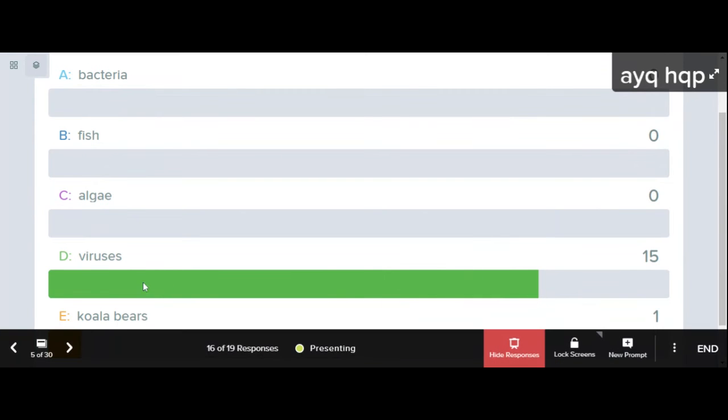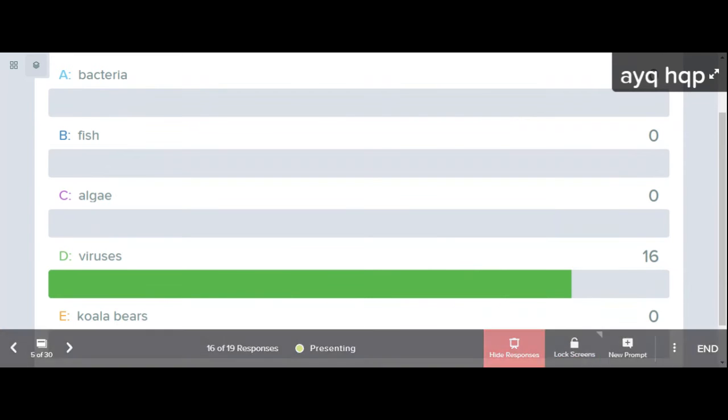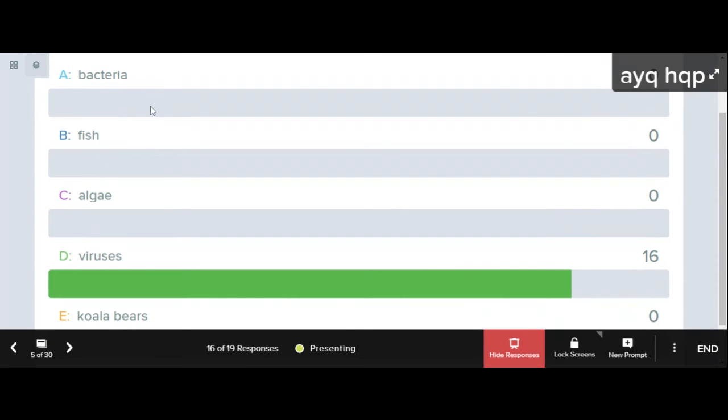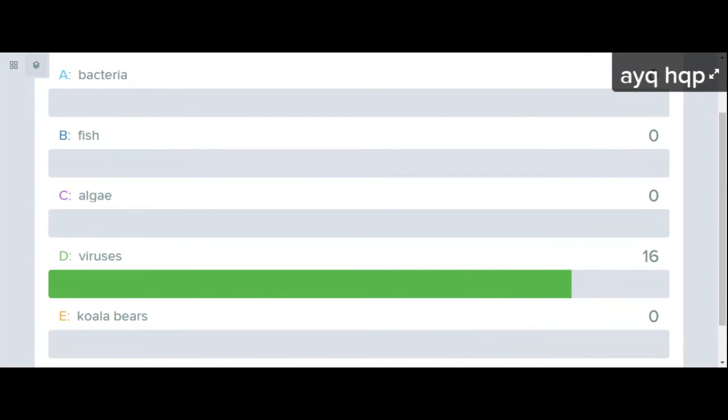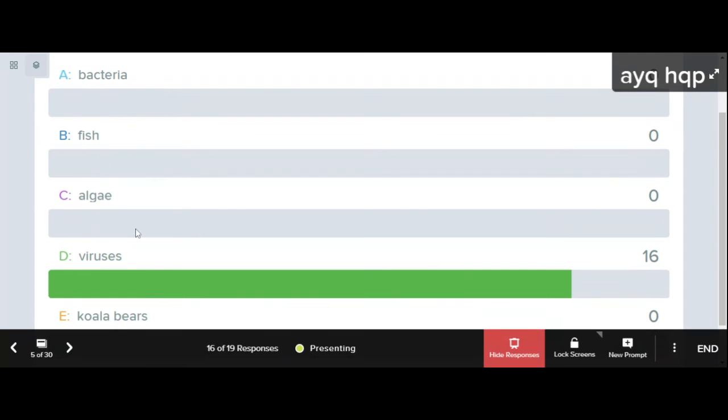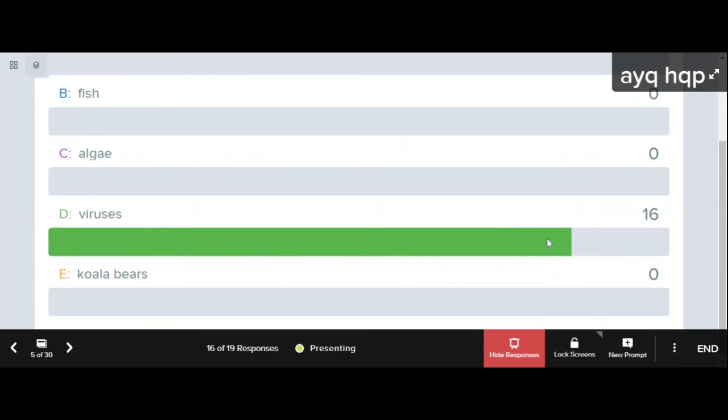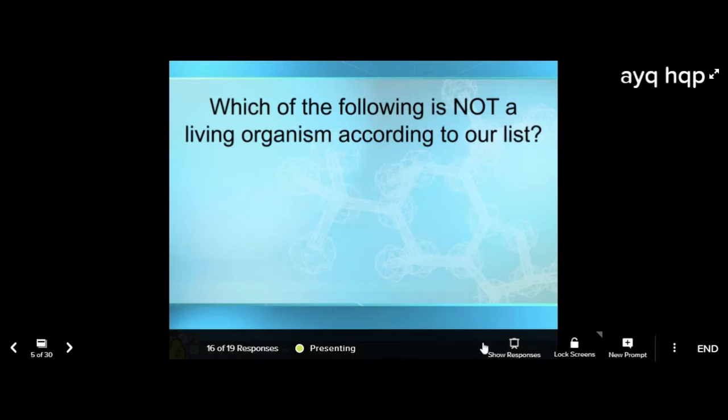Viruses are the answer. Viruses, as you're about to see, are lacking in some of the things on that list. They're missing a couple of things. All these other things are alive, right? The bacteria that live on the surface of your skin and inside your mouth and all over the place are single-celled, right? They're different from our cells, but they're still cellular. Fish, definitely alive. Algae, we tested a bunch of algae in that tank. They're single-celled, but they still have all life characteristics. Koala bears obviously are alive. Viruses are the ones that are kind of on the edge of life, not really fully alive.